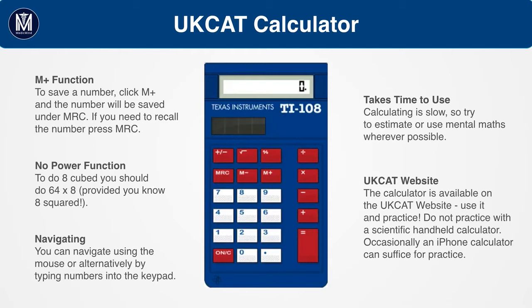try and estimate wherever possible or use mental maths when you can. It might seem comfortable to always use the calculator for even the smallest and most easy calculations, but get into the habit of using mental maths if possible, because this will really save you time in the UKCAT. And remember, in the UKCAT, time is marks.